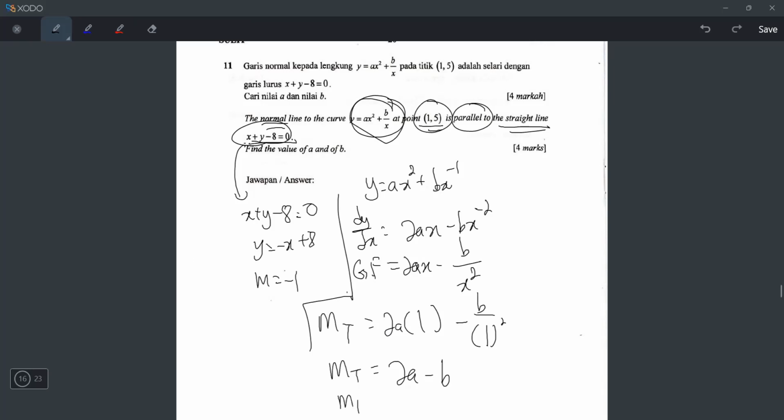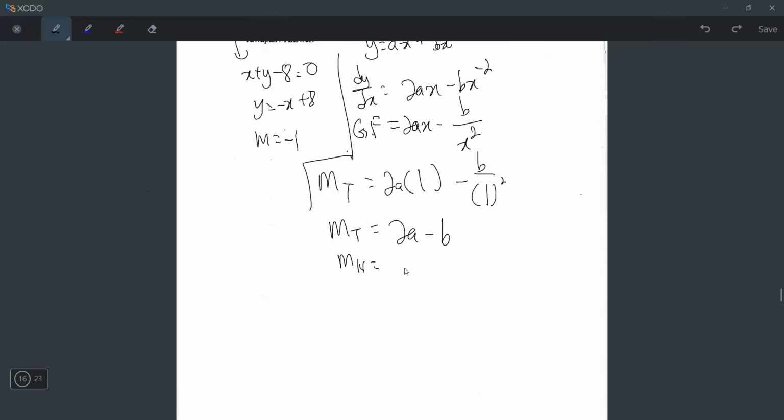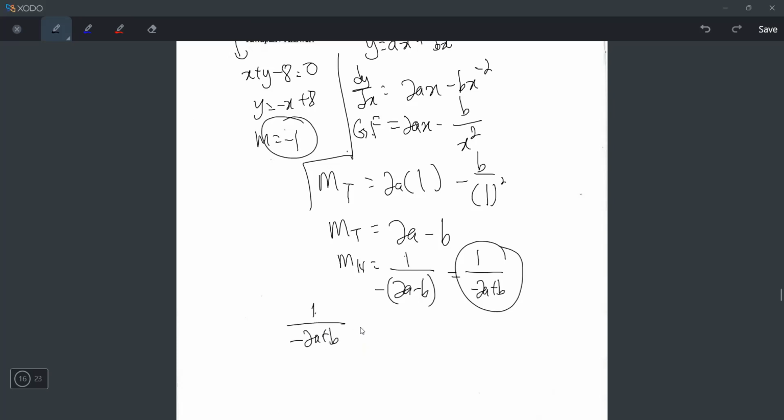I want the gradient normal. So how to get the gradient normal? Flip it and change the sign. So this is 2a minus b over 1, right? So the gradient normal will be 1 over 2a minus b, but we have to change the sign, meaning add a negative, like this. So it will be 1 over negative 2a plus b. And since they say this gradient normal is parallel with this, it means these two can be equal. So I will straight away take 1 over negative 2a plus b equals -1. So 1 equals -1 times negative is positive 2a, and then plus b is negative b.